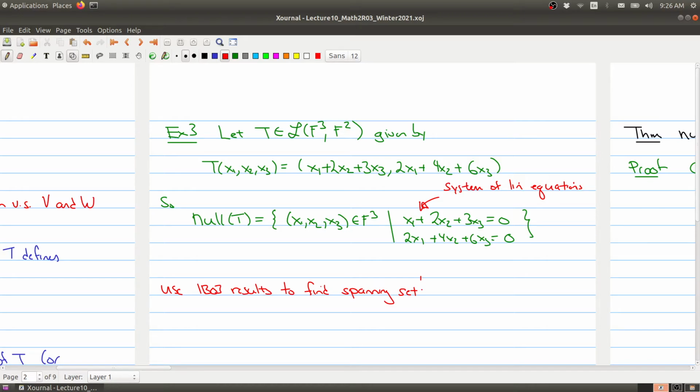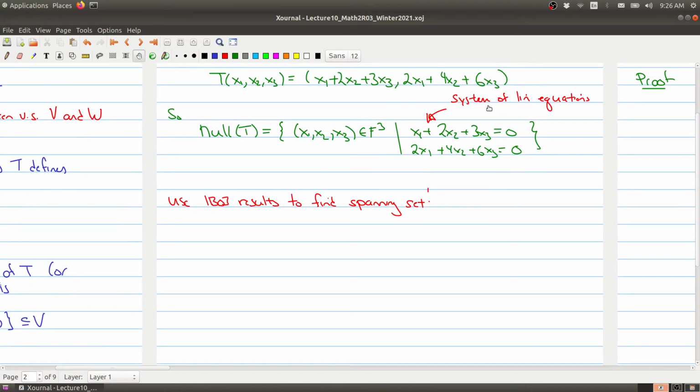And we actually learned a lot in Math 1B03, that we can find a spanning set. We can describe all solutions. Because in some ways this description is not very useful, because I can't really tell if the vector you give me belongs to this set or not. Right? So how can we describe all solutions? Well, this system of linear equations, we can rewrite it in matrix form, and so let me do that.